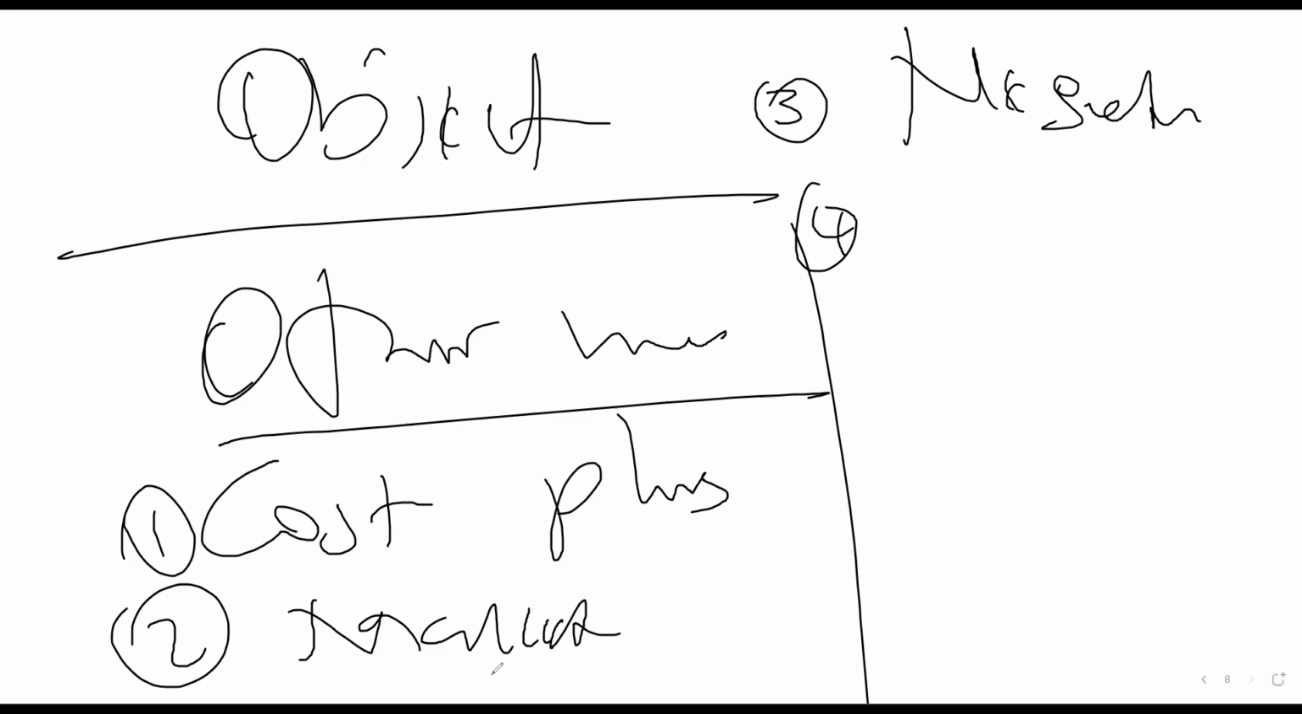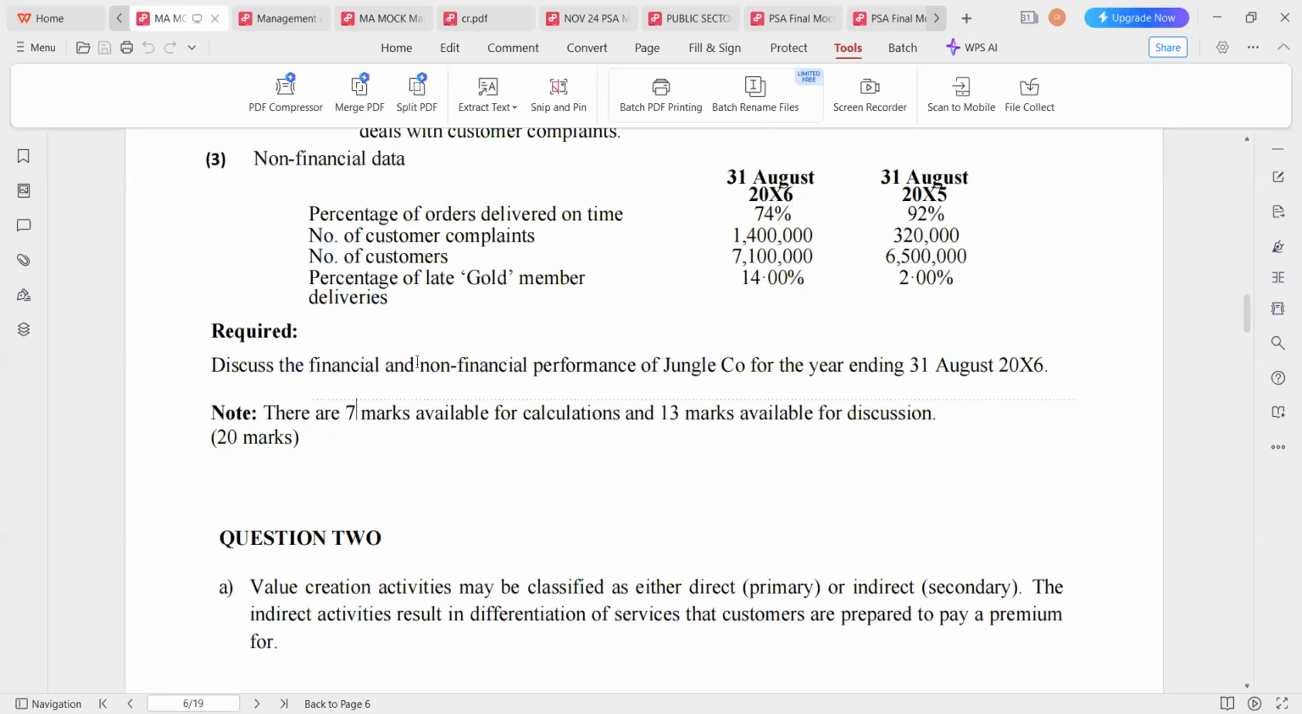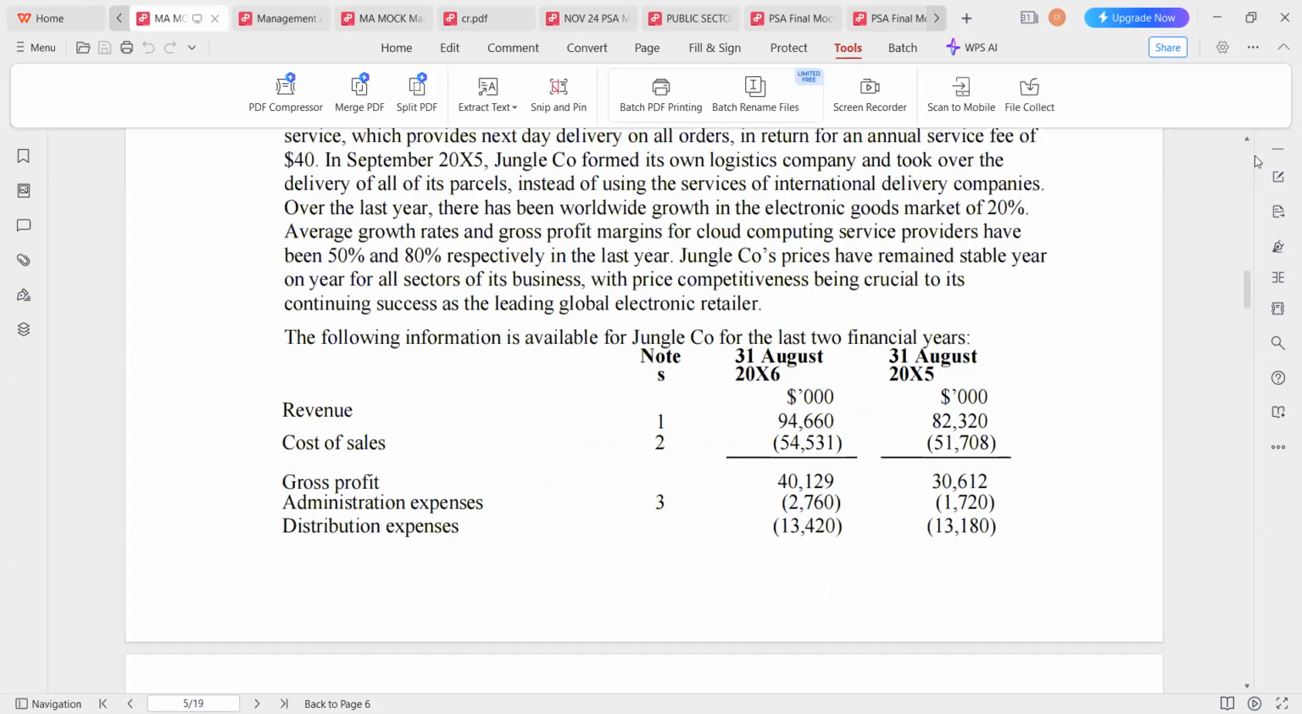Back again to our question. So this question, you see here, they gave us revenue, they put a note. They gave us cost of sales, they put a note. They give us gross profit. So here we can calculate gross profit margin. It is gross profit divided by the revenue.